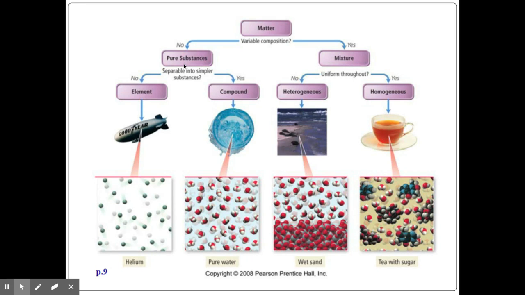And the two types of pure substances are elements and compounds. And that's just whether we can separate them into simpler substances. With compounds, we can. It requires a chemical reaction. With elements, we can't unless we do a nuclear reaction. Now, this next part, the two types of mixtures are what we're about to touch on. We've got heterogeneous and homogeneous. So let's go into that.